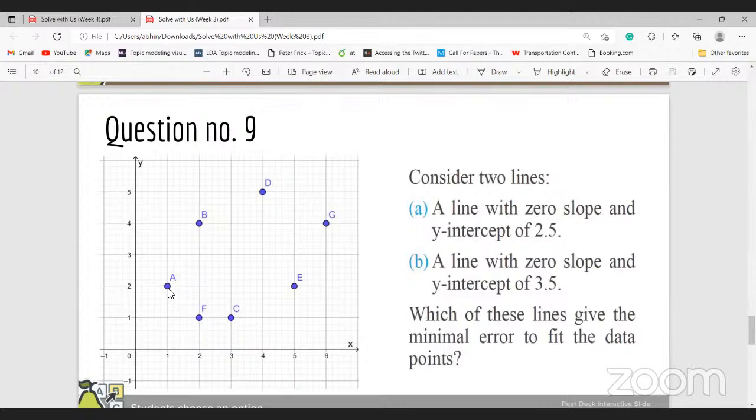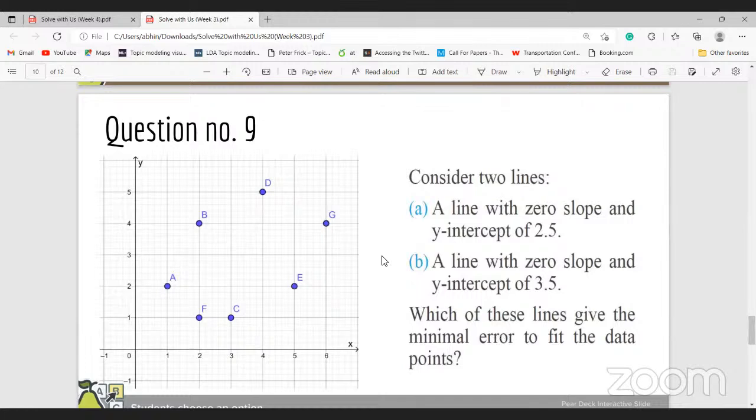For point A, what is the y component? 2. So for the first line, it's 2 minus 2.5, 0.5, so squared 0.25. For the point F, it is 1. So for the first line, it is 2.5 minus 1. For the second line, it is 3.5 minus 1. Whichever gives the minimum of those will be the line of minimum error.